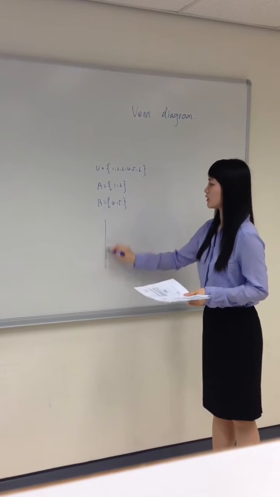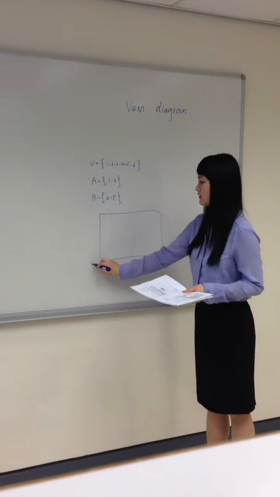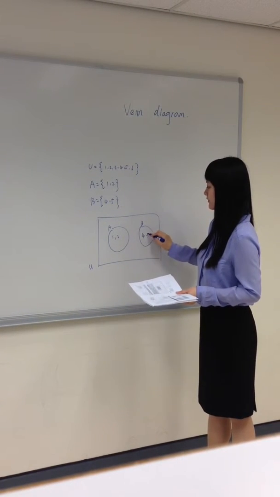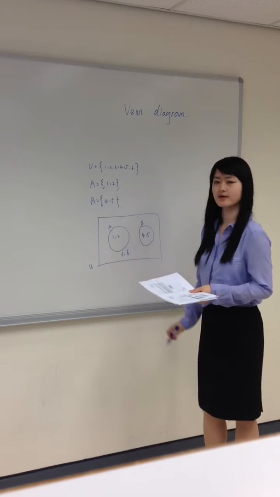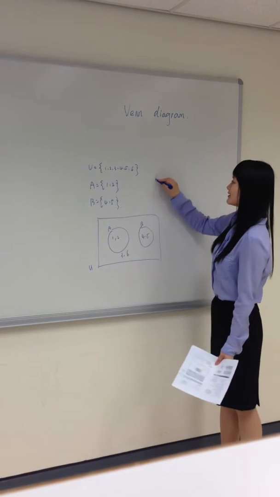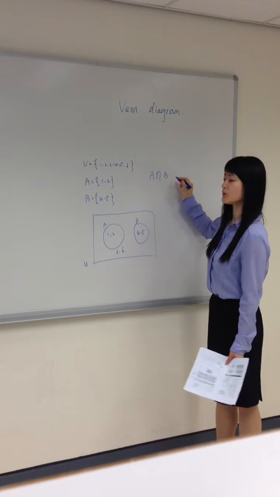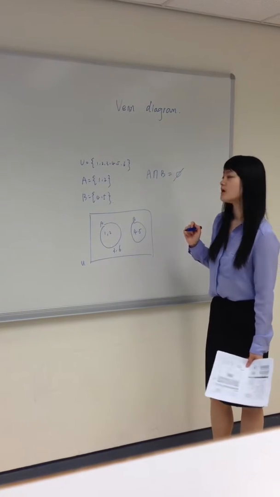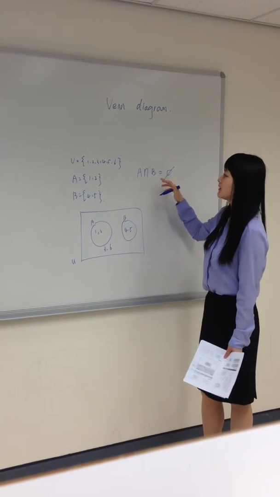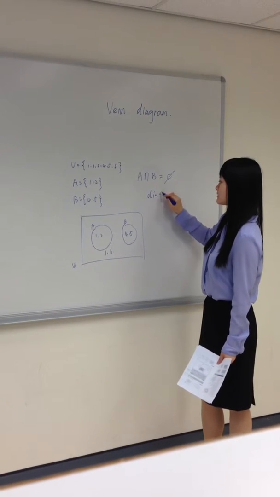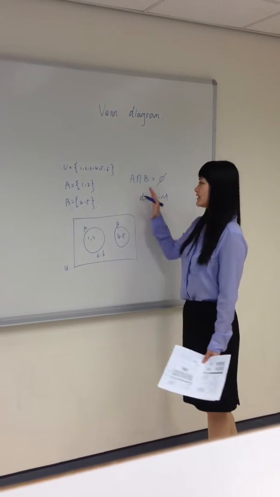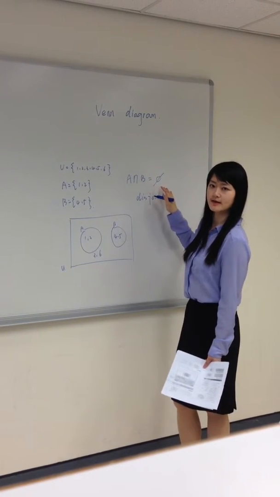Now you see, when we draw the Venn diagram to show A and B, it would be A here, 1, 2, B here, 4, 5, 3, and 6 would be outside the 2 circles. And these 2 circles won't overlap because they don't have anything in common. So the intersection set of A and B will be an empty set. If the intersection of 2 sets is an empty set, we call these 2 sets disjoint. So if 2 sets are disjoint, the intersection set of these 2 would be an empty set.